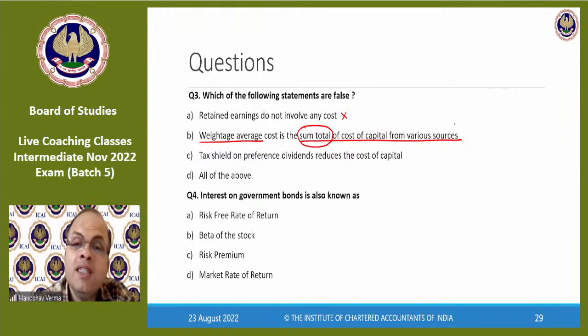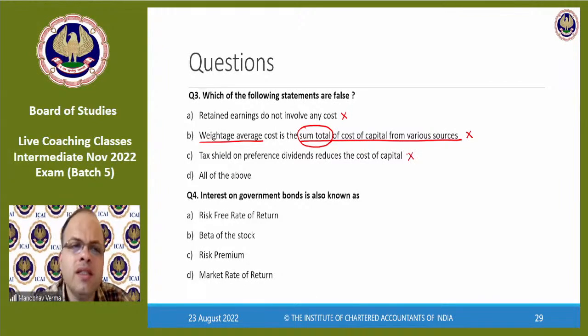So even this is not right. Look at C. Tax shield on preference dividends reduces cost of capital. Is there a tax shield on preference dividend, guys? I seriously don't think so. Karthik, I hope now you're getting what I mentioned in option number B. So option C is also incorrect.